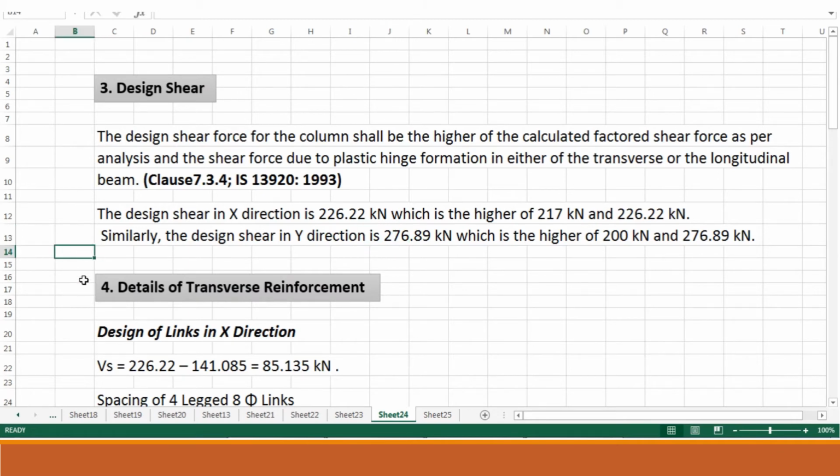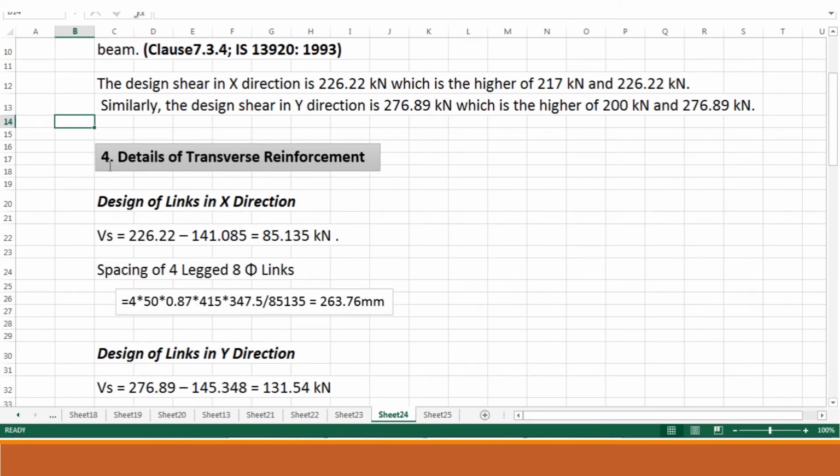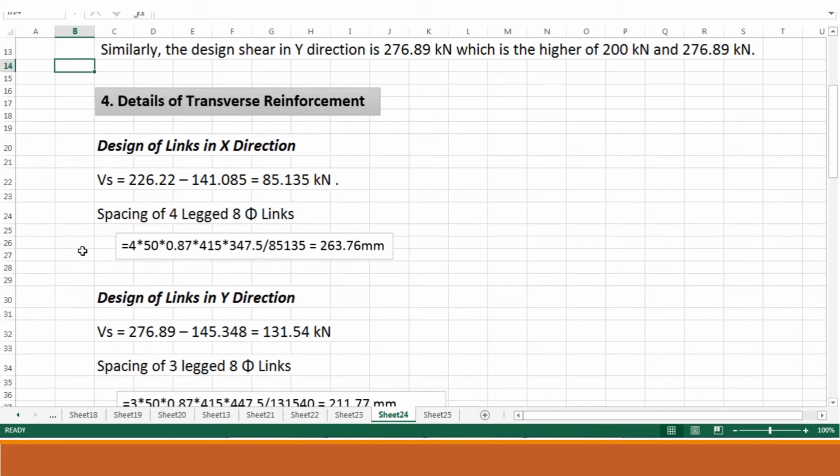Now once we know the design shear forces along the X and Y directions for which we have to design the column, we are going to detail the transverse reinforcement in the column. First, we detail the links in the X direction. Detailing the links in the X direction means we need to calculate the value of Vs. Vs is the shear force acting in excess of the capacity of the section, that would be Vu minus Vc.